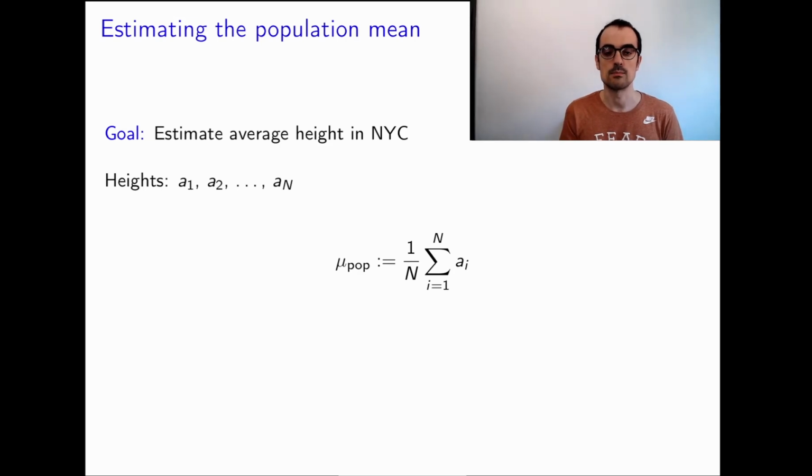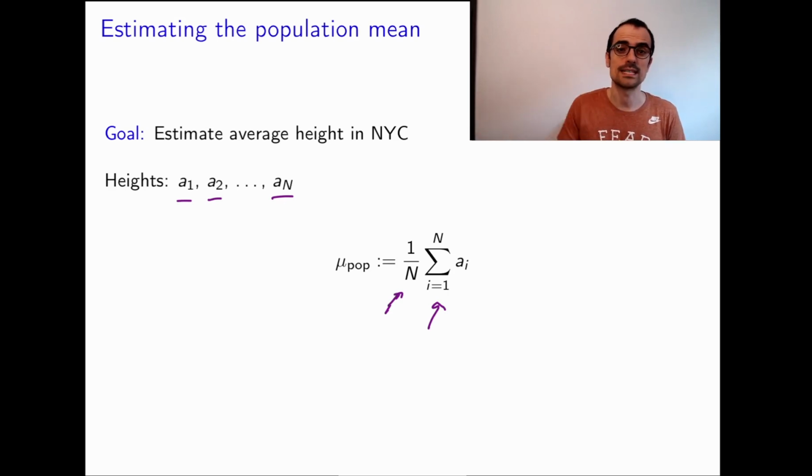Let us begin with a motivating example. Imagine that we want to estimate the average height in New York City. What do we mean by average height? Well, if these are the heights of every person in New York City, where big N denotes the total number of people, about 8 million, then the average height is just adding up all the possible heights and dividing by the number of people. We want to estimate that number.